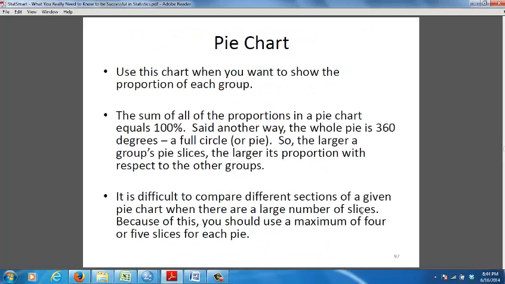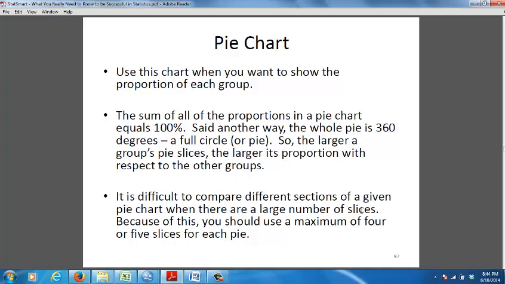Now, when would you use a pie chart? You'd want to use a pie chart when you want to look at the proportions of each group. But remember, it is a pie, so the percentages have to equal 100%, and it's 360 degrees. So if you thought about it in terms of arcs, the sum of the arcs has to equal 360 as well. Now the problem with the pie chart is it is difficult to compare the different sections of a given pie chart when there are a large number of slices.